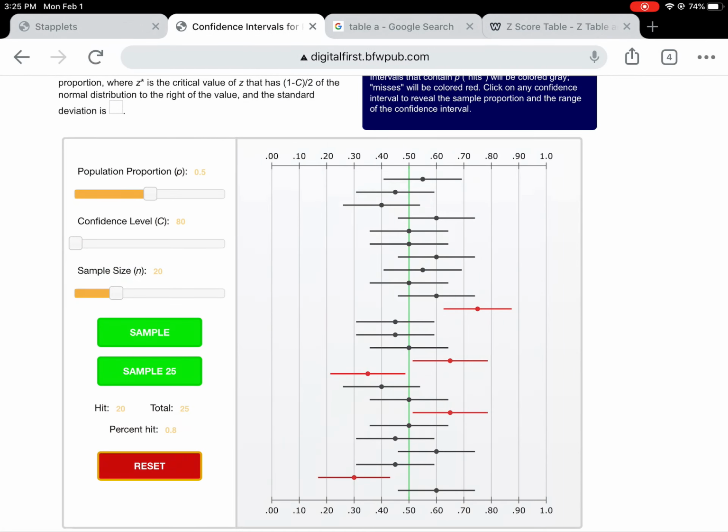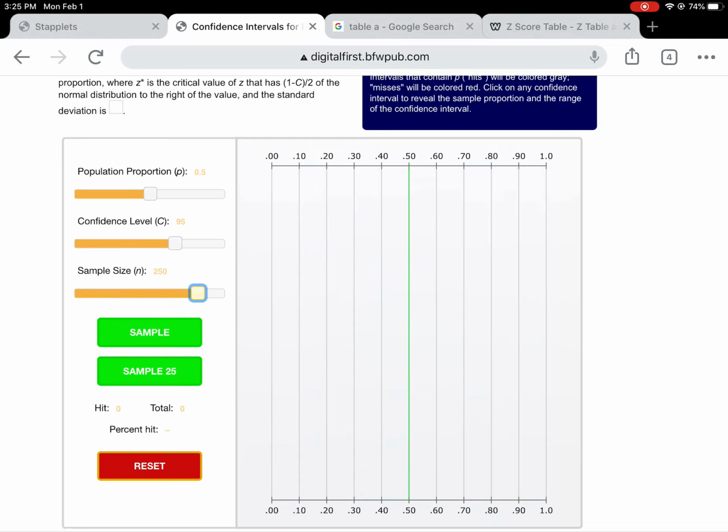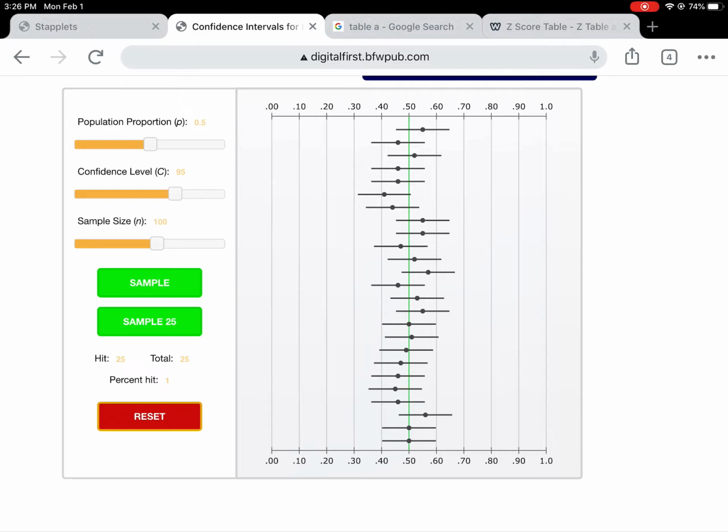The other piece that we're looking at here is, what if we put our confidence level at 95? What if I change my sample size? So let me jump up the sample size here to 100, and I'm going to sample 25. Check out how narrow these margins are. So these margins of error are very narrow. And speaking of this whole relationship, if you'll notice, I have all confidence intervals that are black because they all overlap that green line and they all capture the true mean.